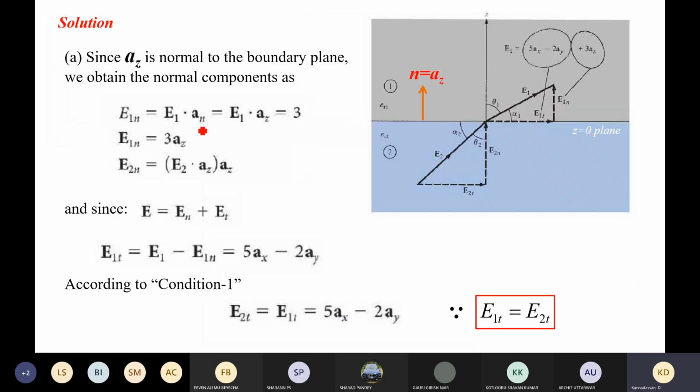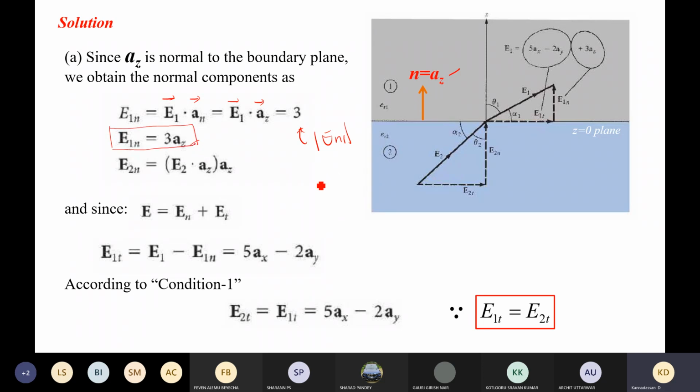So how to do that? First of all, we are going to take the normal component, which is the az vector, and we are going to multiply this E1 vector with the normal vector. So E1 vector into this, you will get the magnitude of the normal component. For the medium one, you got it. That is 3. Therefore, by multiplying the unit vector, you will get the normal vector.